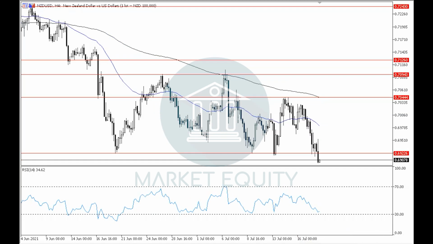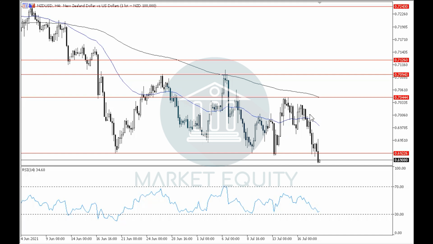Let's move on to the New Zealand dollar versus the US dollar. In the previous videos, we said that the pair is moving in a sideways movement between level 0.7095, which is the upper boundary of the sideways movement, and 0.6920, which is the lower boundary of the sideways movement. We said that by breaking upwards through level 0.7000, it supports the continuity of the sideways movement and the targeting of around level 0.7095, which is the upper boundary of the sideways movement in the 4-hour time frame.